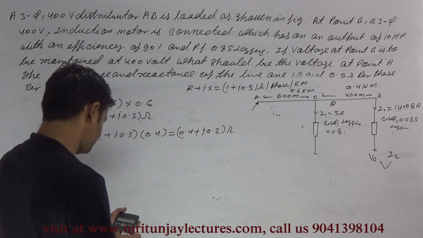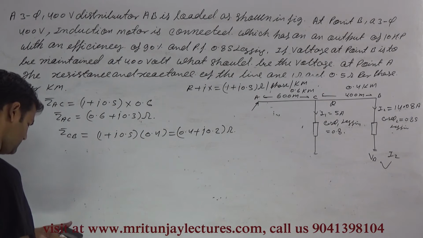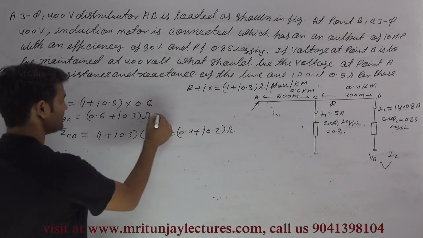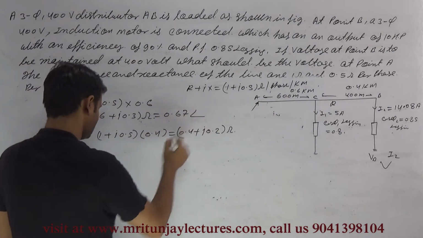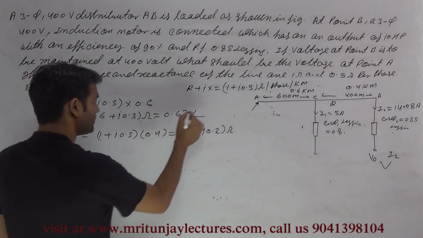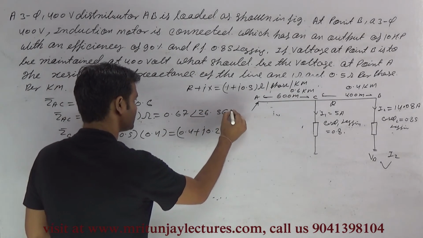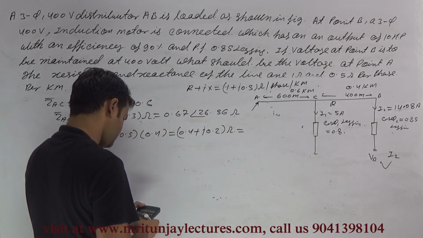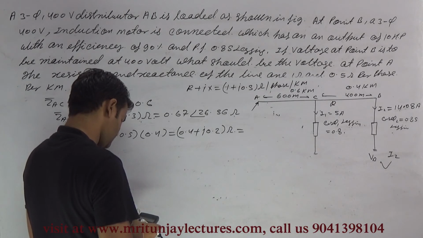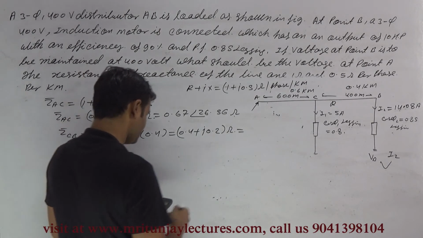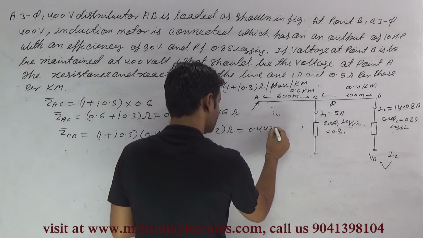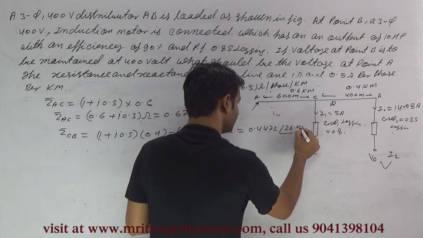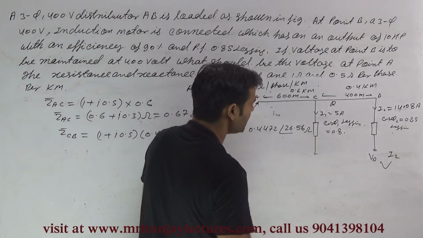So 0.6 + 0.3j is converted into polar form, that is 0.67 at the angle 26.56 ohm. And 0.4 + 0.2j, converted into polar form, is 0.4472 at the angle 26.56 ohm.